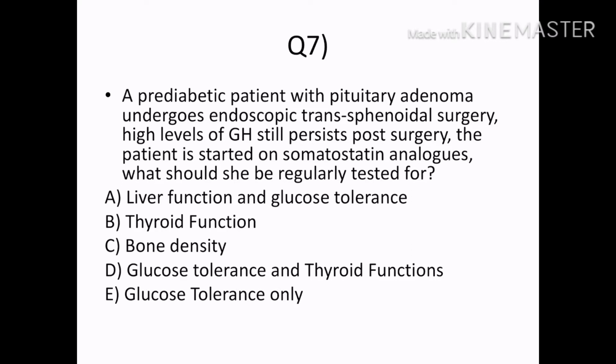Now, this patient is pre-diabetic. She had a pituitary adenoma for which she underwent surgery. But after surgery, there are still high levels of growth hormone. So the patient is started on somatostatin analogs. Now, what should she be regularly tested for out of all these? The answer is D, that is glucose tolerance and thyroid function tests.